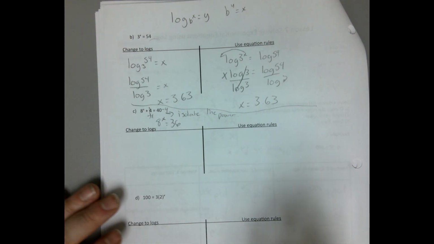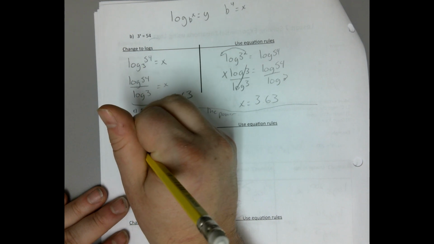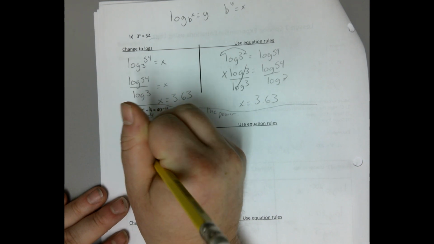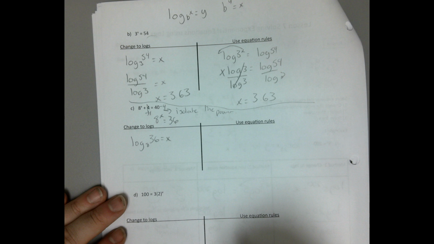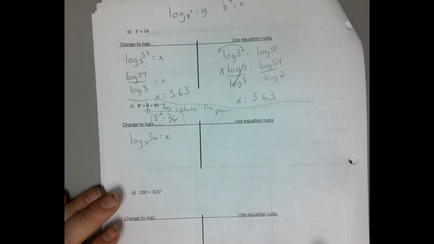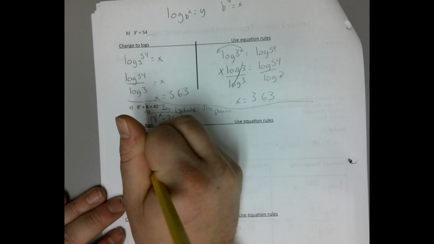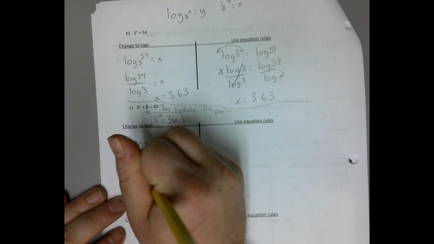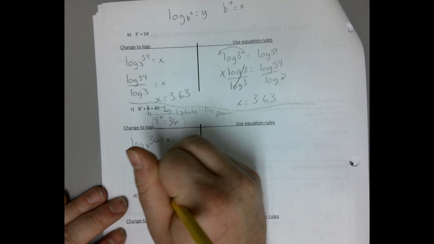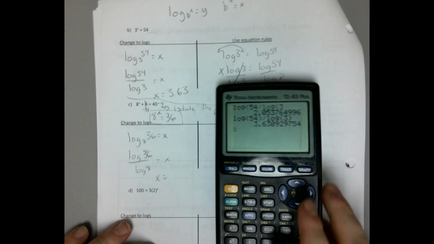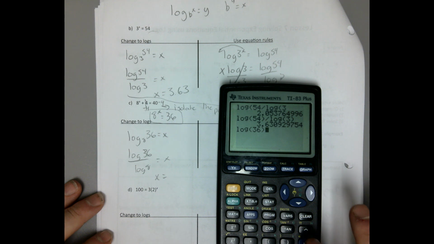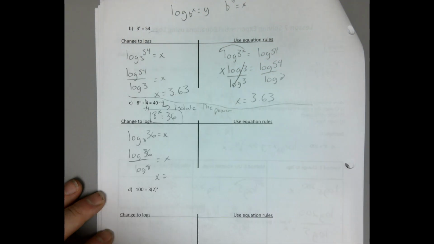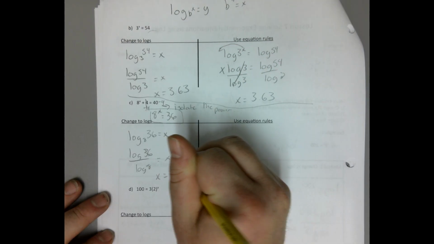So my first method, if I want to change it to logs, we're going to have log base 8 as my base. My argument is going to be 36, is equal to x. So we're looking at this one here. We're going to get log of 36 divided by log 8, where our x is going to equal log 36 divided by log 8. We're going to get 1.72. Let's go to the nearest hundredth.